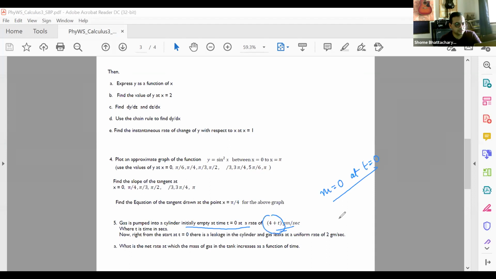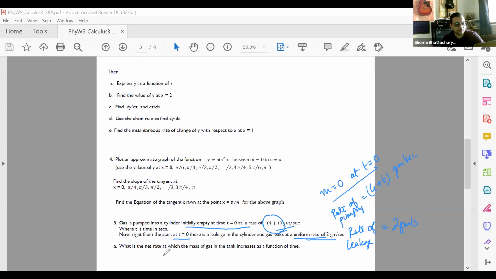So this is given as the rate of pumping gas. It's an instantaneous rate. It's variable with respect to time. But at any time t, it is so many grams per second. So at t equal to 0, for example, it is 4 grams per second. But by the time the time is 1 second or 2 seconds, it is accordingly increased to 5 or 6 grams per second, like that. But right from the start at t equal to 0, there is also a leakage which is at 2 grams per second. So there is a rate of leakage, and that is equal to 2 grams per second.